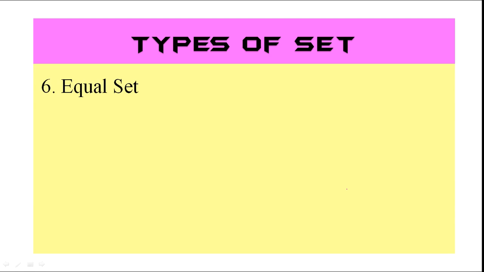Okay. Now, the next one is equal sets. Two sets A and B are said to be equal sets if every element of A is an element of B, and also every element of B is an element of A. Suppose A = {1, 2, 3, 4} and B = {4, 2, 1, 3}. Every element of set A is an element of set B. Similarly, every element of set B is an element of set A. So such sets are said to be equal sets.